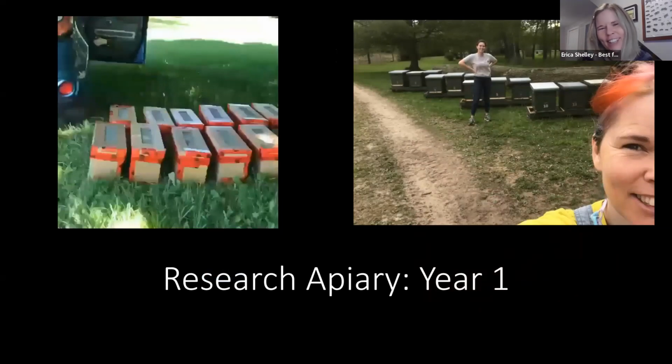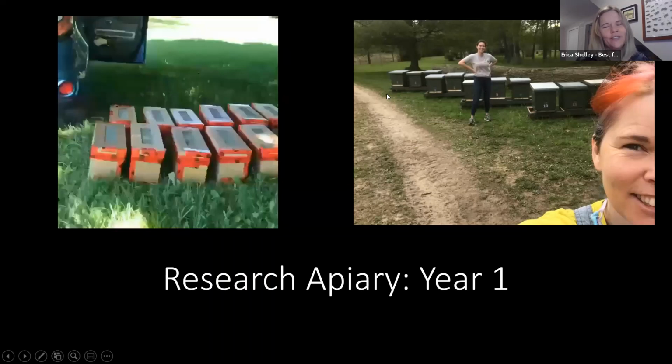What we did see was actually very, very positive. So I'm going to first of all show you our research apiary here. So this is our first year. This is Tasman Brown. She was one of our research assistants, and we set up our original 12 hives. This is at Strome's Farm in Guelph, Ontario.